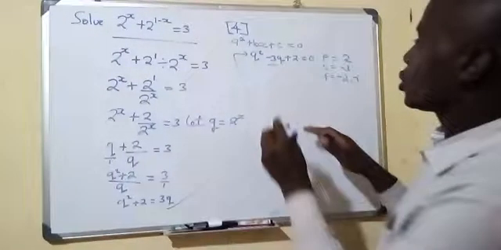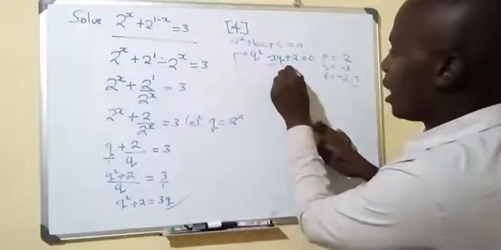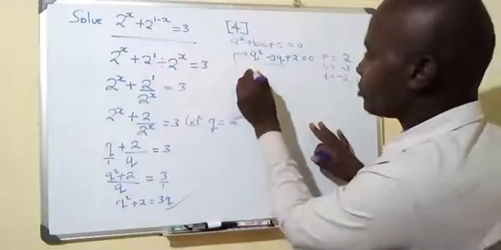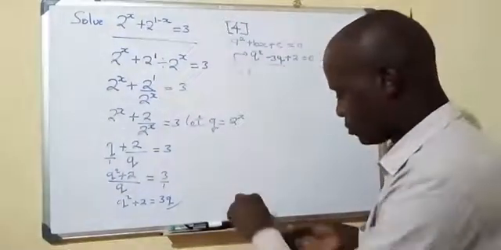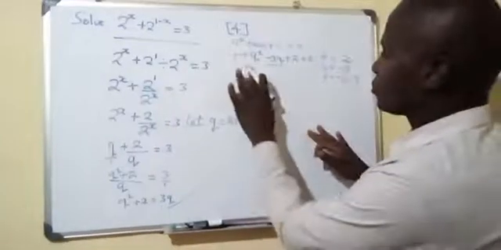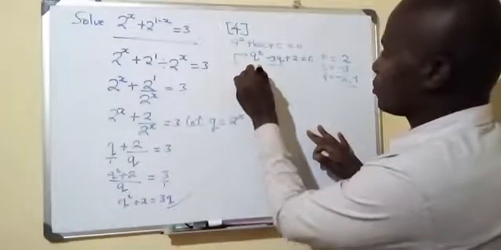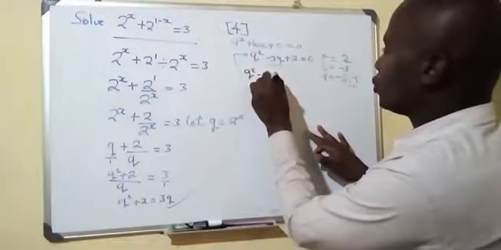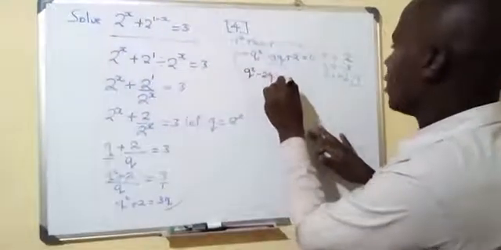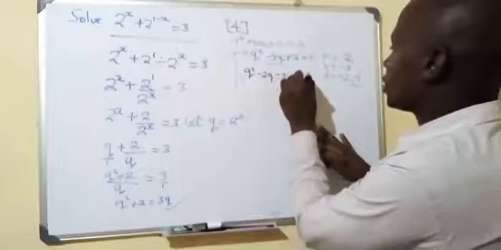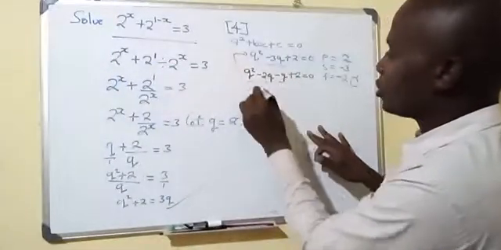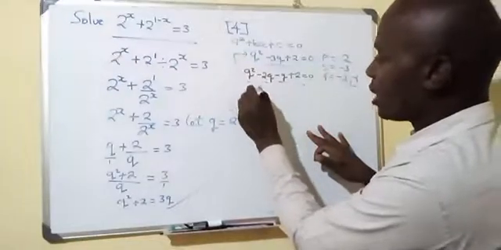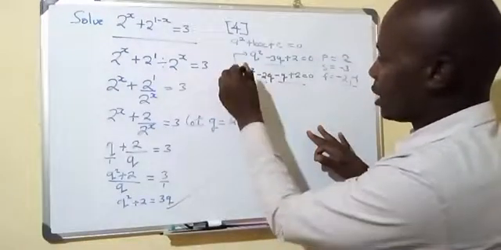So now I will place these 2 factors onto the second term there. I will say q squared minus 2q minus q plus 2 is equal to 0. So now I'll factorize these 2. Which one is the common factor there? It is q.